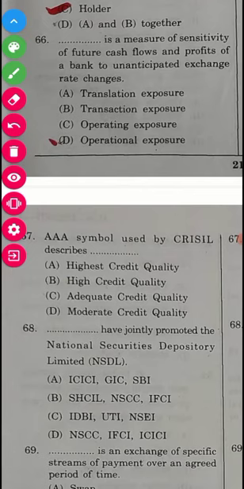Dash have jointly promoted the NSDL. So which is nothing but IDBI, UTI and NSEI jointly promoted NSDL in the year 1996. So option number C is the correct answer for this question. So let's move on to the question number 69.